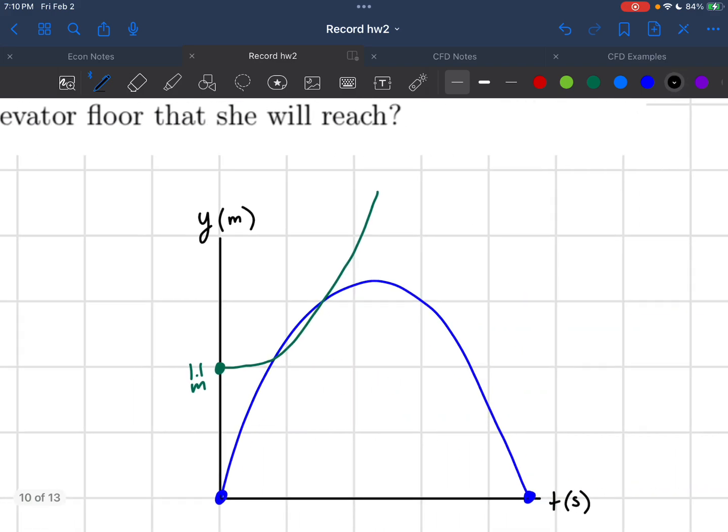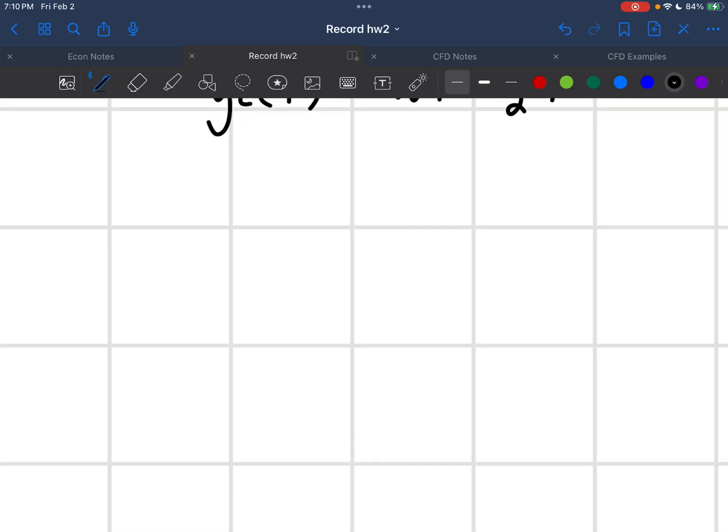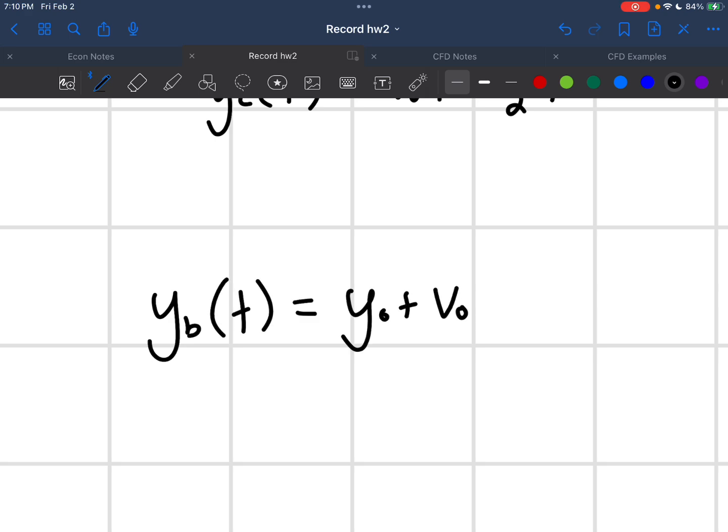Now I just need the position of the button as a function of time. I'm going to set up the same thing. So yb of t will be y naught plus v naught t plus 1/2 a t squared.